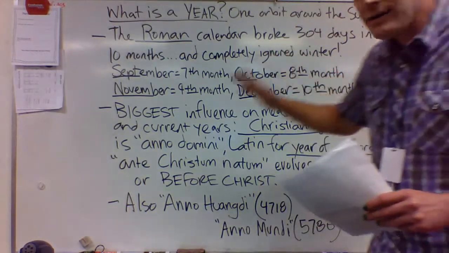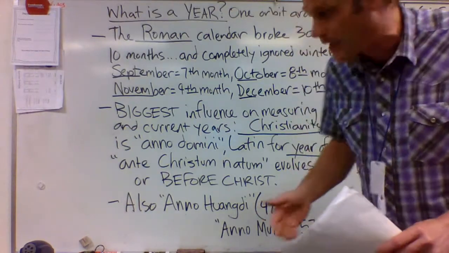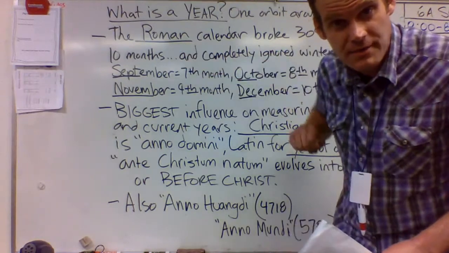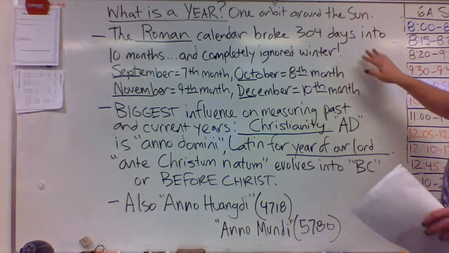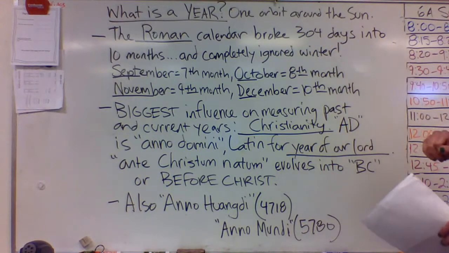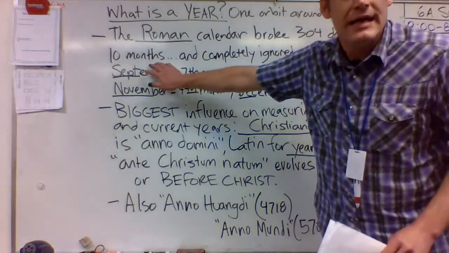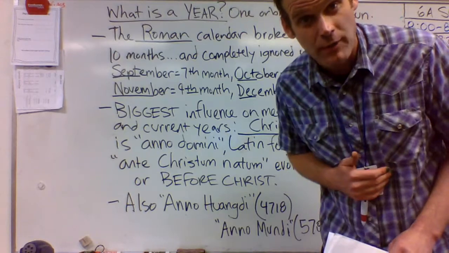Now, one thing that I'd like you to see is how this concept changes throughout time. For instance, the Roman calendar, there's one of your missing vocab terms. The Roman calendar had actually broken the year into 304 days. And those 304 days were broken into 10 months, okay? 2 months shy of a full year that we know now.